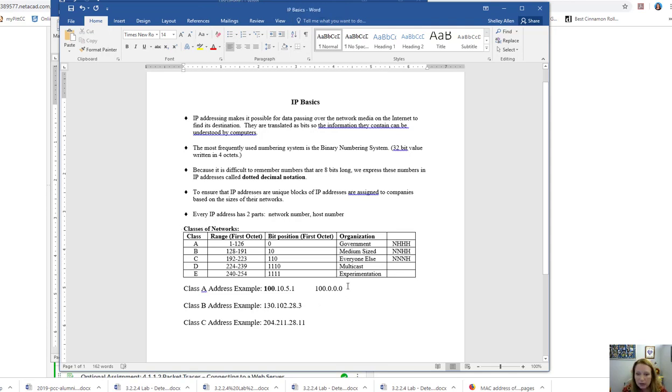Okay, so let's look at a Class B. So with a Class B, you have the network host. So that means the 130.102 would be assigned to you. And then by default, those last two octets would be the host numbers. So 130, 102 would be network numbers. So what this would mean is this is what it looks like after somebody is assigned an address from their default.